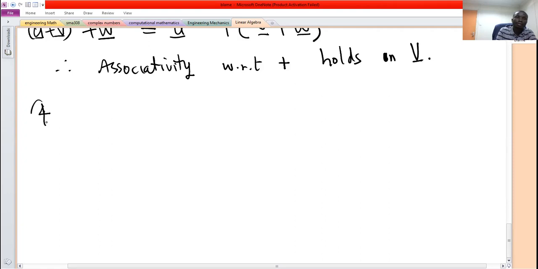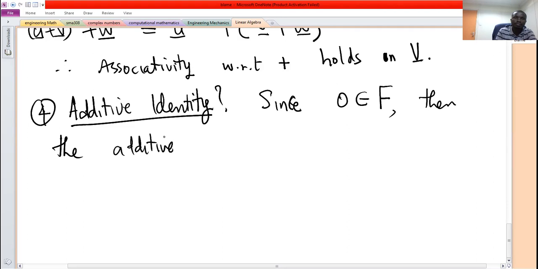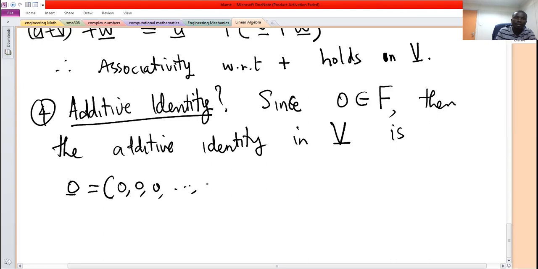Number 4 is what we call additive identity. So since the element 0 can be found in our field F, then the additive identity in this set V, capital V, is this 0, 0, 0. So we have n zeros.